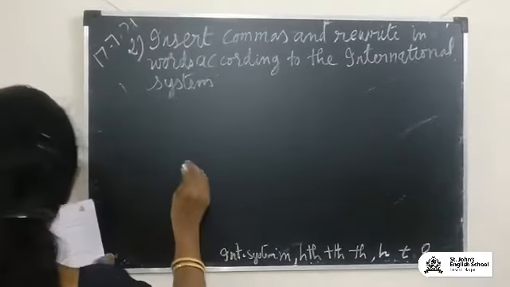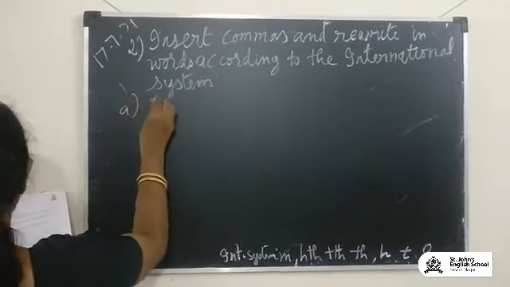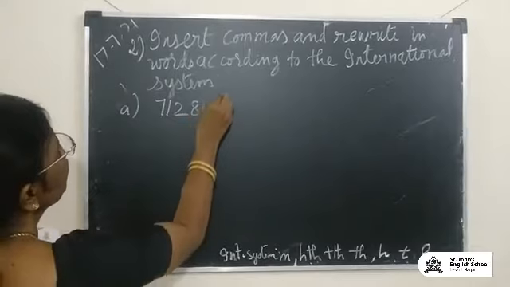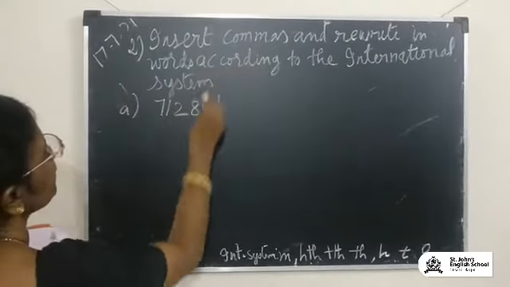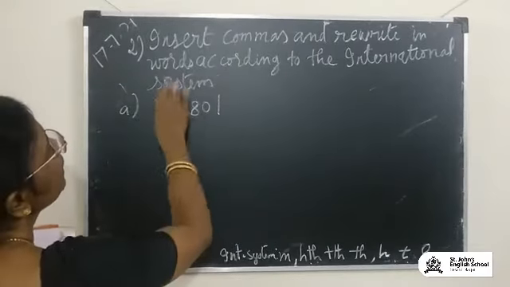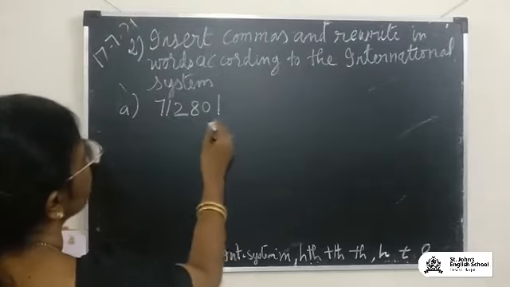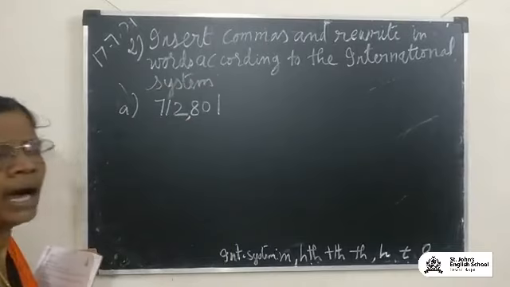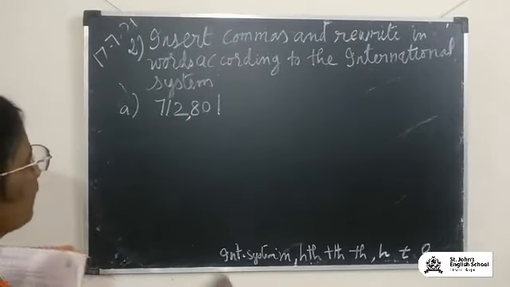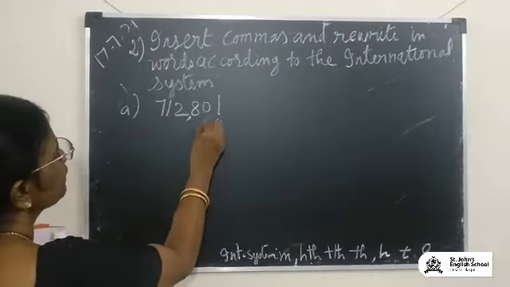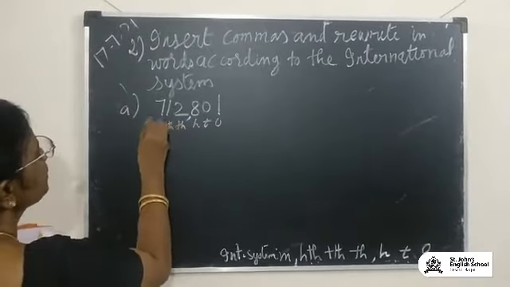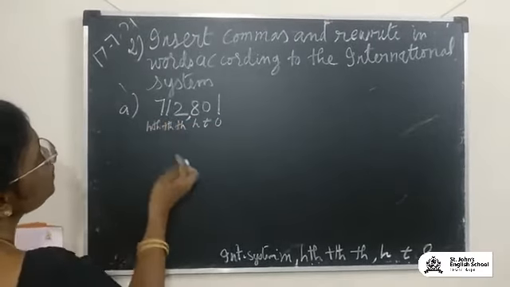The first number is going to be the A sum: 712801. First of all, you have to insert the comma. How will you write it according to the international system? Ones, tens, hundreds, a comma, thousands, ten thousands, hundred thousands are the numbers. If you want, you can even write it here.